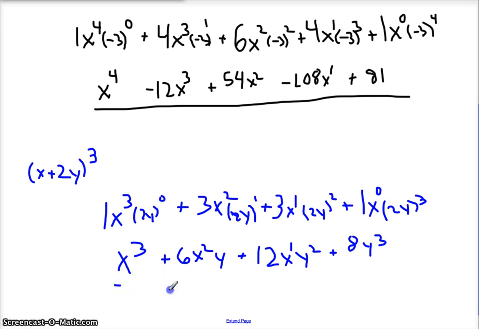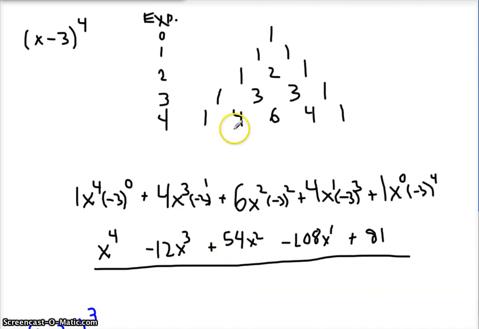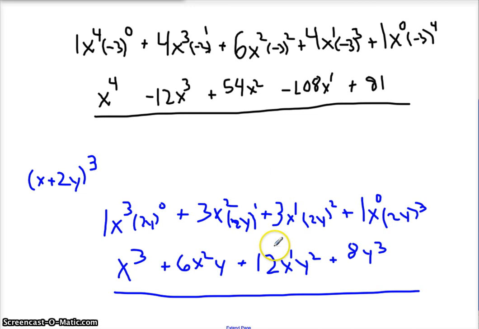All right, so there is our final polynomial. We have x cubed plus 6x squared y plus 12x y squared plus 8y cubed, okay? So that is going to be the final answer if you were to go ahead and FOIL this or box method it all the way out. Okay, so we can see Pascal's triangle is very useful when it comes to this for that exact reason.